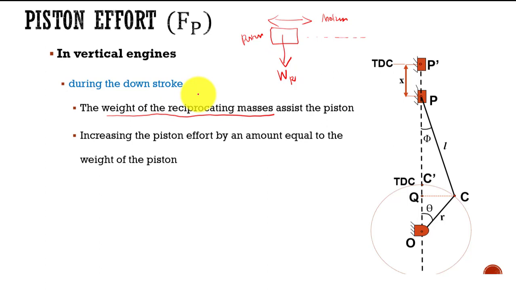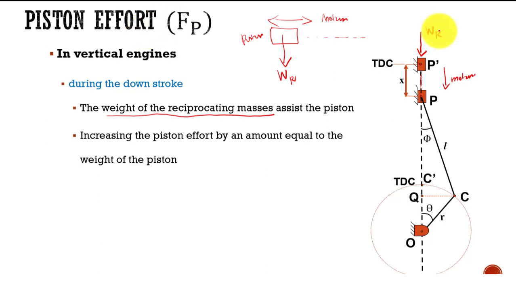On the other hand, in a vertical engine, the piston mass, that is the mass of the reciprocating parts, acts exactly in the same direction as the motion, because the motion happens in this direction. It is the line of stroke. So it is exactly acting along the direction of the motion, so it influences the piston effort to a larger extent. That is what we are going to see.